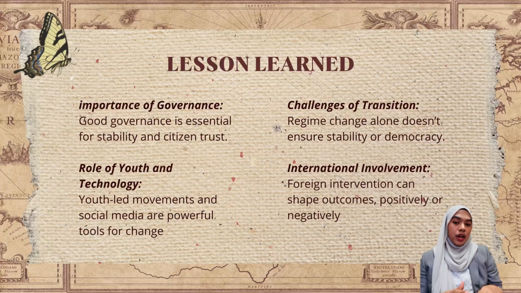Social media gave young people a platform to organize and voice their frustrations, demonstrating the importance of including the younger generation in governance and decision-making processes. So the third one is we learn that regime change alone is not enough. While removing authoritarian leaders is a significant achievement, the real challenge lies in transitioning to a stable and democratic government. This requires building strong institutions, which many countries struggle to do after the uprising.